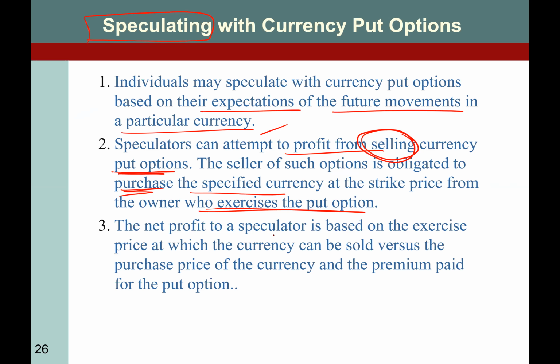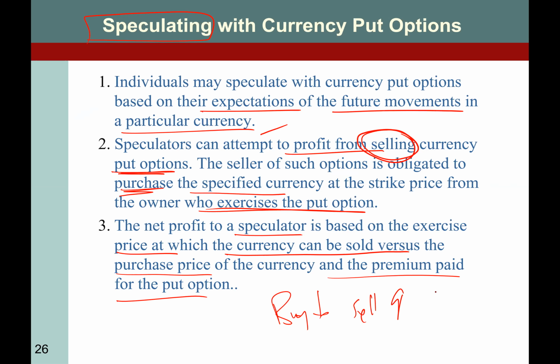The net profit to a speculator is based on the exercise price at which the currency can be sold versus the purchase price of the currency and the premium paid. Like I told you, buy low, sell high, and adjust premiums. Right? Simple.